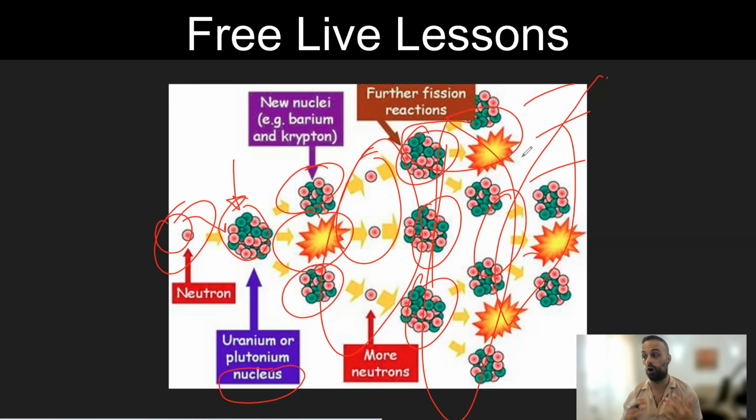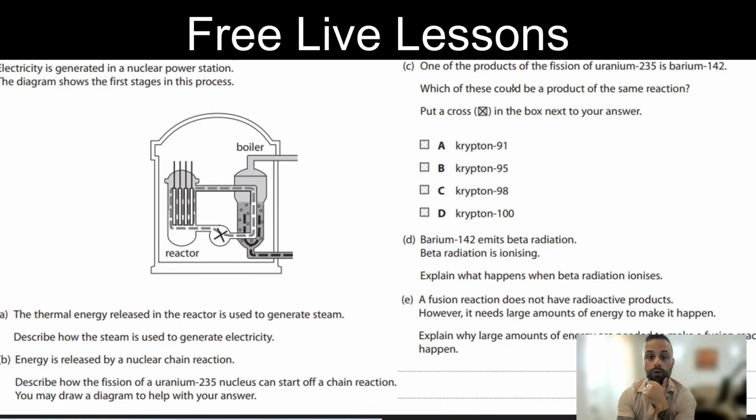So the answer they were looking for is the neutron hits the nucleus of uranium. Do not say the atom, the nucleus of uranium, producing more neutrons, you could say two or more. At least one neutron can hit another uranium nuclei. That's the answer they were looking for. One of the products is a fission of this. Which of the products are they?